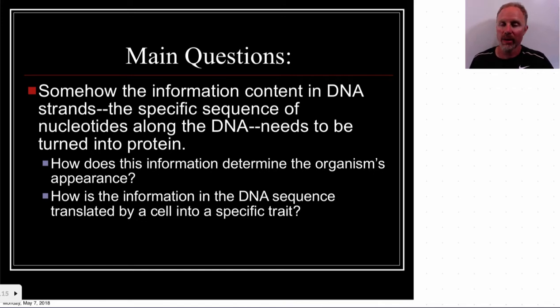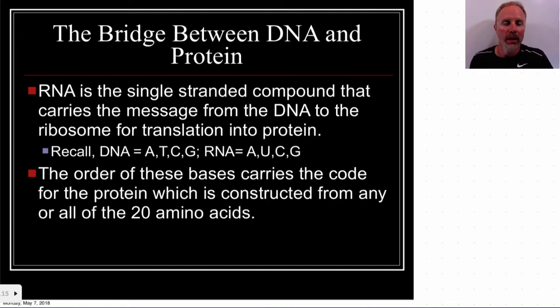So how does this information determine the organism's appearance, and how is the information in the DNA sequence translated into that specific trait? So that's what we'll deal with in this part, and then the future parts that we're going to go through. Okay. So RNA, of course, is a single-stranded compound that carries the message from the DNA to the ribosome so that the protein can get made.